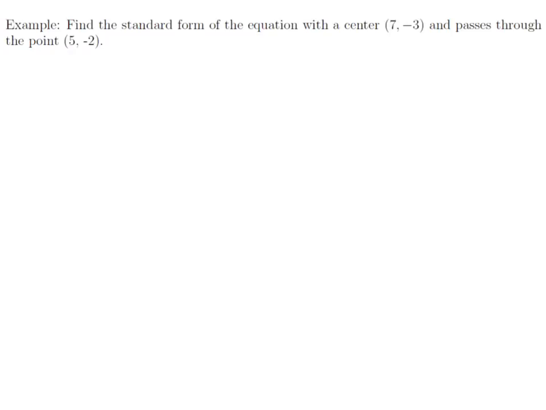So we'll wrap up this video with a couple examples. Find the standard form of the equation with a center (7, negative 3), and passes through the point (5, negative 2). Well, 7 is the h value, negative 3 is going to be the k value. Now remember, the formula is x minus h squared plus y minus k squared equals r squared. This would be the equation we're going to deal with. So we need to figure out the r value, or the radius, and then the center.